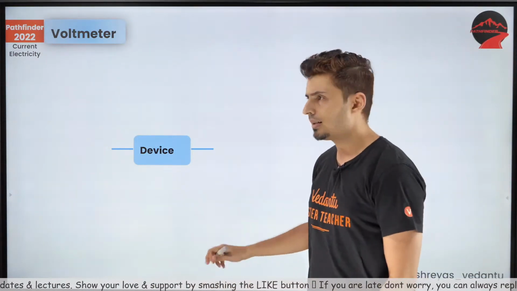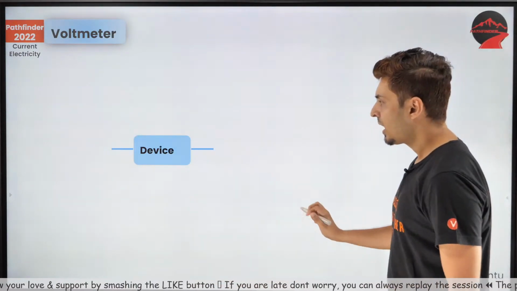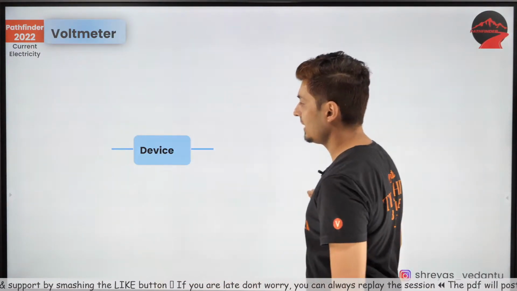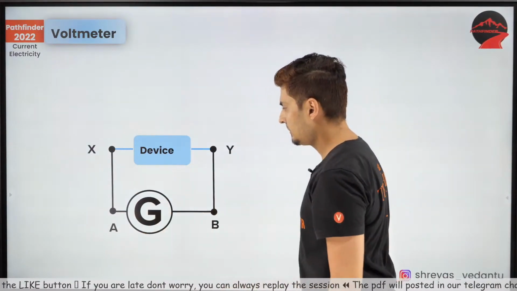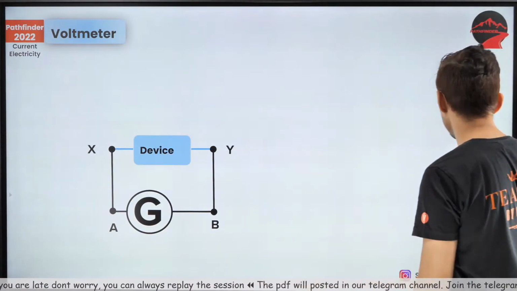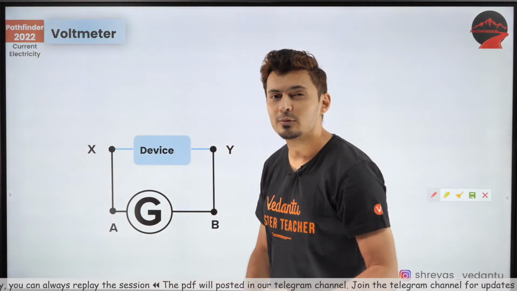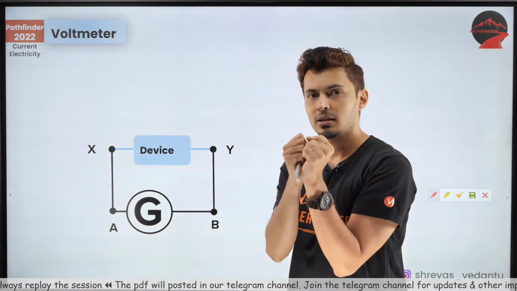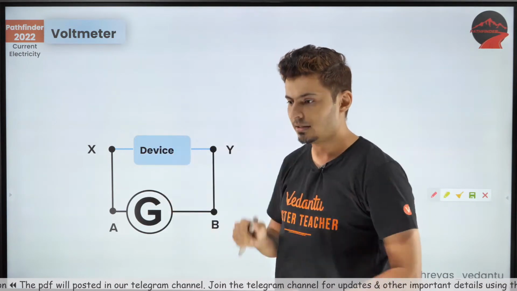Now again, I'll put forward a riddle in front of you. There is a device. I want to measure the voltage across this device, and I connect a galvanometer. Now think about it. What will happen, guys? Usually a galvanometer has very less resistance or very large resistance. Think and answer in the chat box.